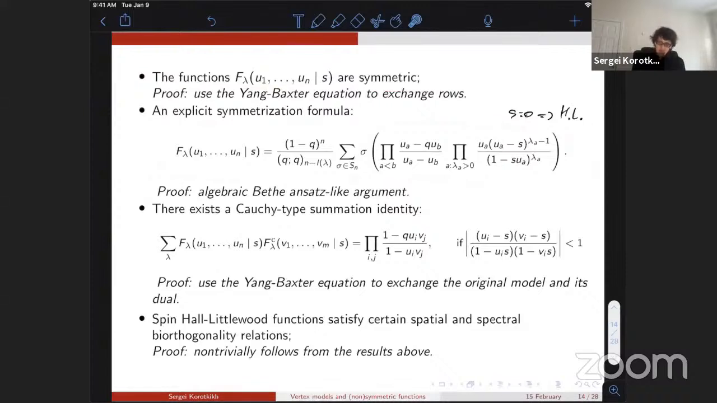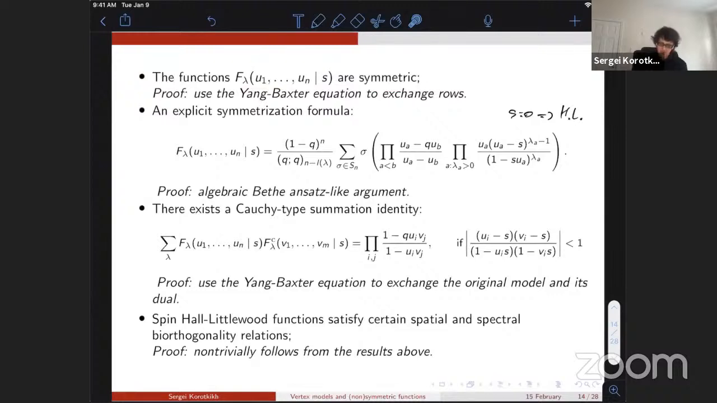To prove this expression, one can use the so-called Bethe ansatz, algebraic Bethe ansatz, which also uses the Yang-Baxter equation in a non-trivial way. The argument is not trivial, so I don't want to go into its details, but basically you can use the Yang-Baxter equation to perform an algebraic Bethe ansatz-like argument and to prove such an explicit expression for the resulting partition function.